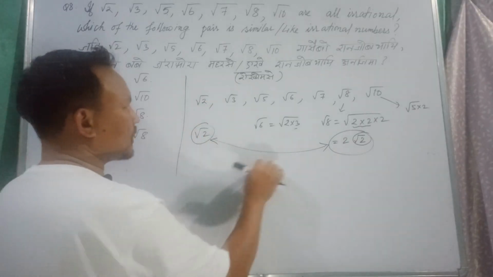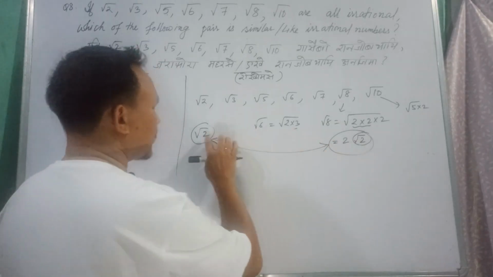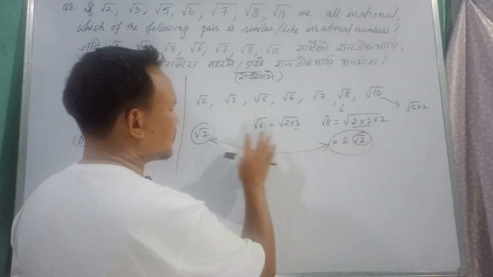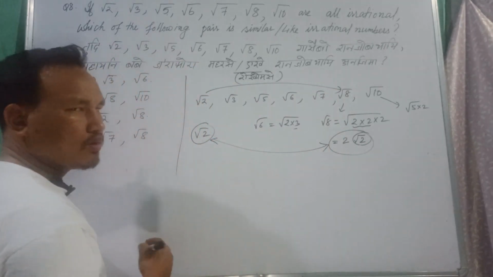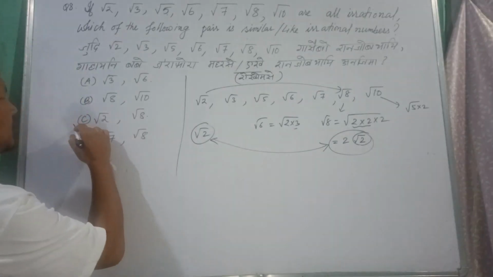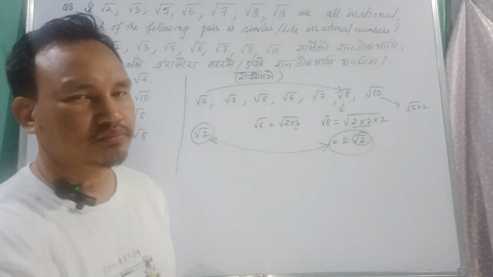So root 8 becomes 2 root 2. So the irrational part is similar. So we can write that root 2 and root 8 is similar.